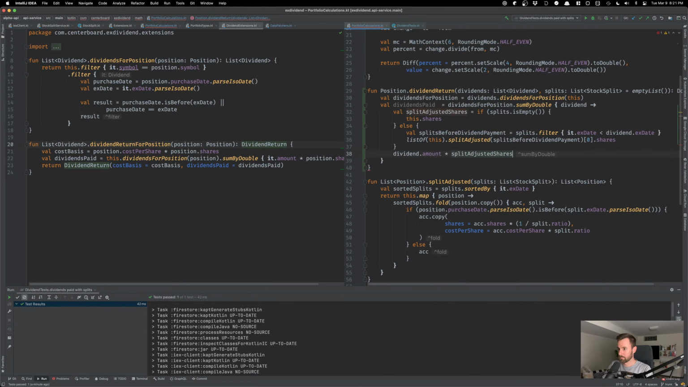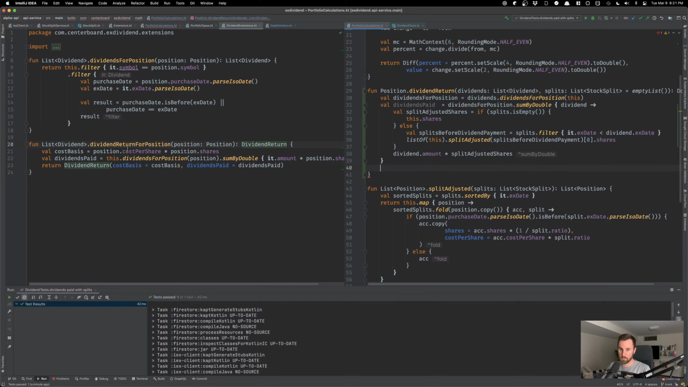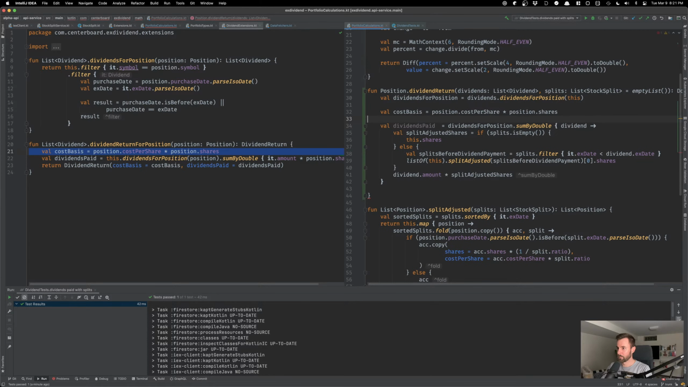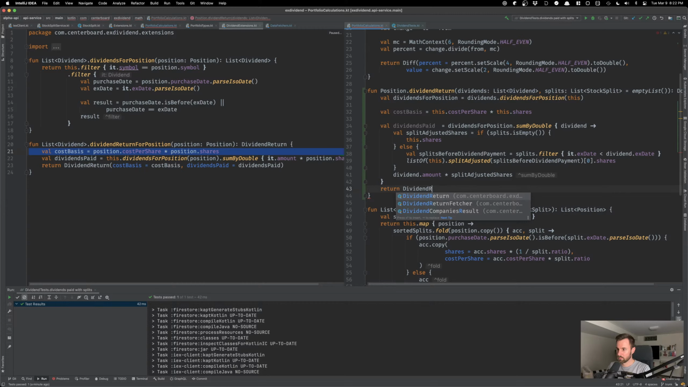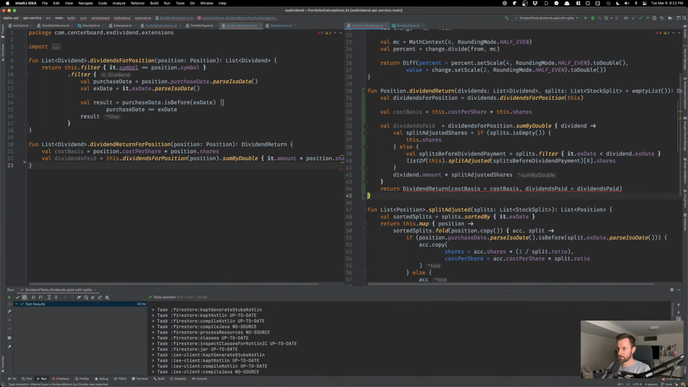So that's the dividends paid. And then we can calculate the cost basis as well, which is the cost and the shares, and then we can return the cost basis. I'm gonna just steal this.